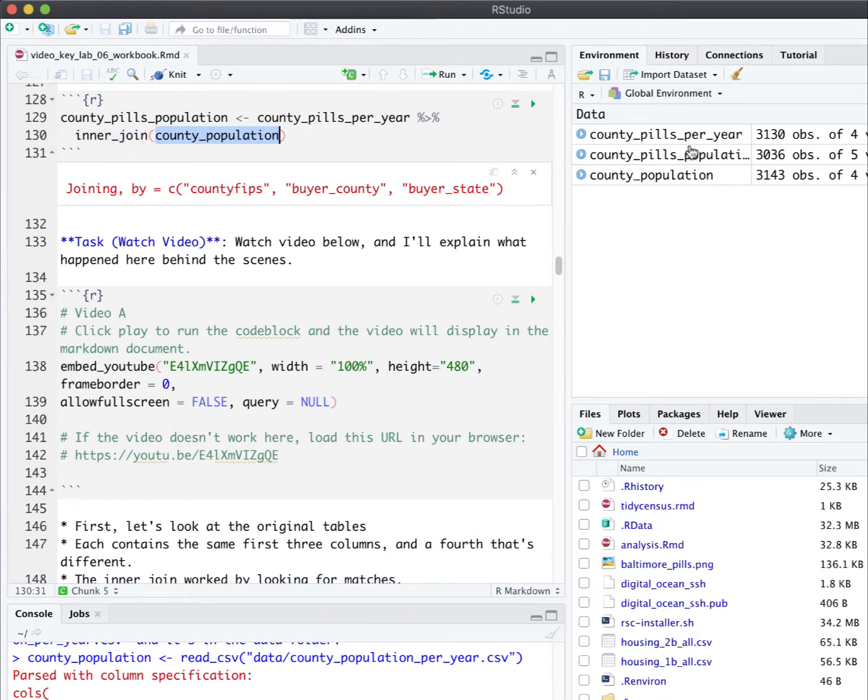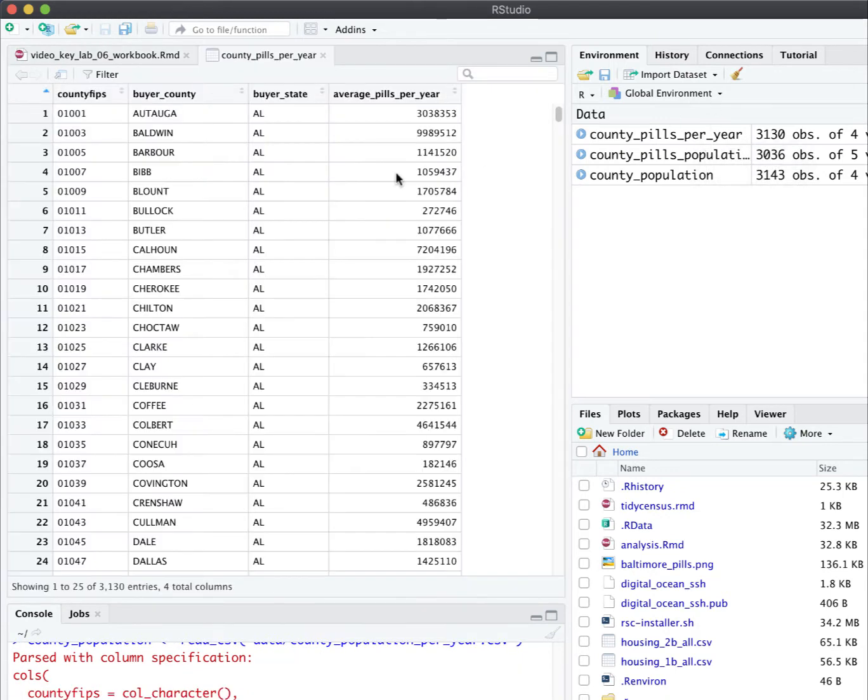So just briefly, I want to show you the tables that we're talking about here. So here's county pills per year. It has 3 columns describing the geography. So each row is a county, and the first column is the unique identifier for the county, then the name of the county, and the state in which the county is in. And then the 4th column is the average number of opioids sent per year to that county. So this first row here is the average number of pills sent to Watauga, Alabama.